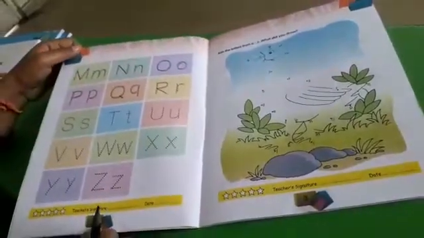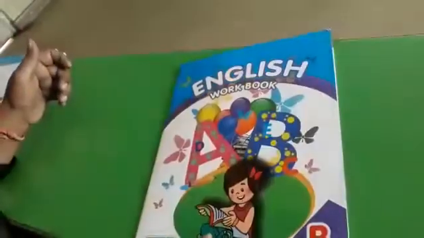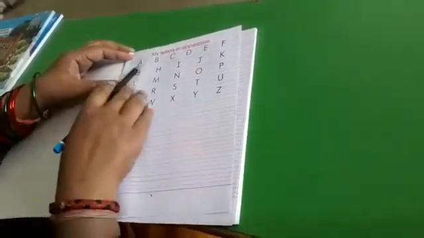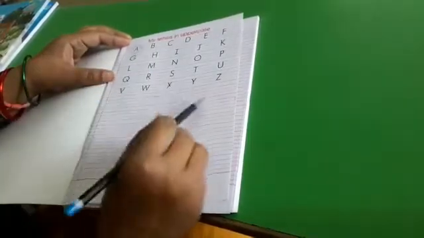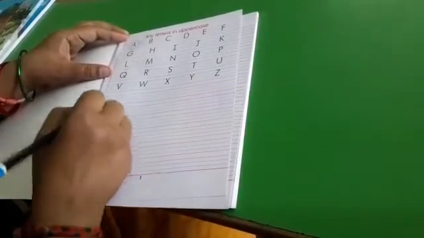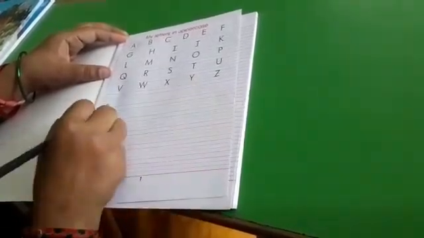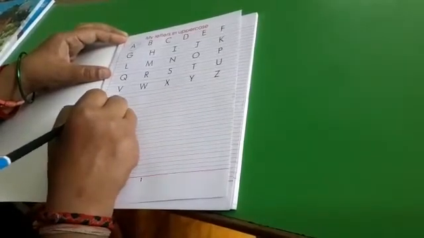After completing page number 2, close this workbook and open the English practice book. See page number 1. We have already learned from capital A to capital Z. These are also called uppercase letters. Here, the lines are already given. Following the lines, you have to write all the letters one time. Leave this line from A to Z, and in the next line start writing capital A.